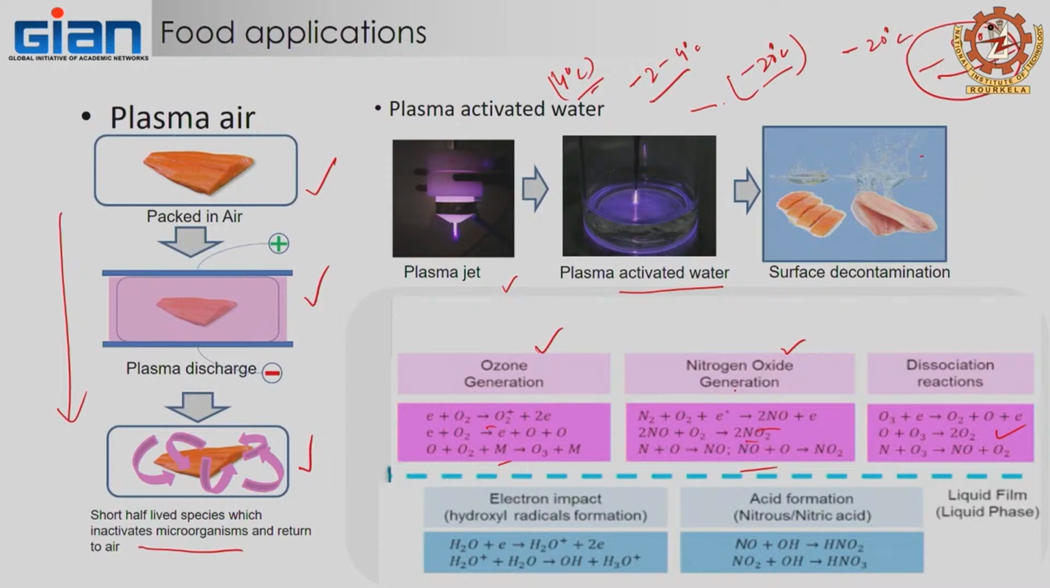And then again, formation and dissociation. Now, this is related to the gases, but when these gases interact with the water molecules present in the microenvironment of the product, then you have a lot of other hydroxyl radicals. And when you use plasma activated water, the pH of the water drastically reduces. It becomes acidic. Why does it become acidic?